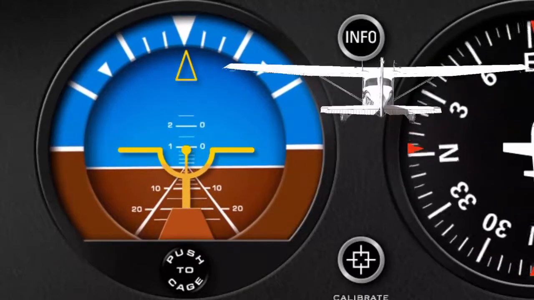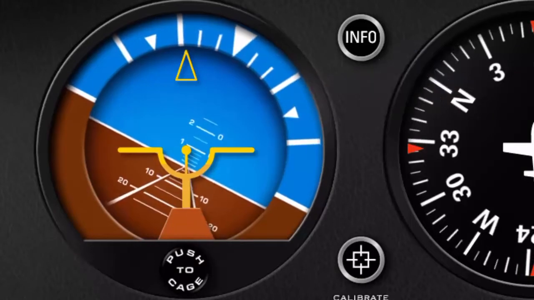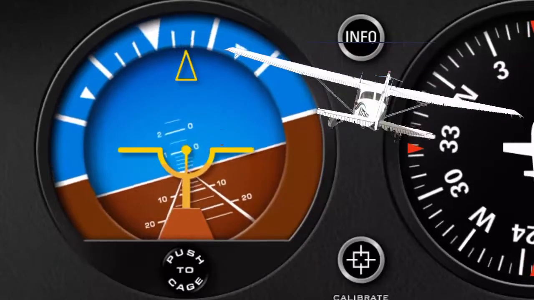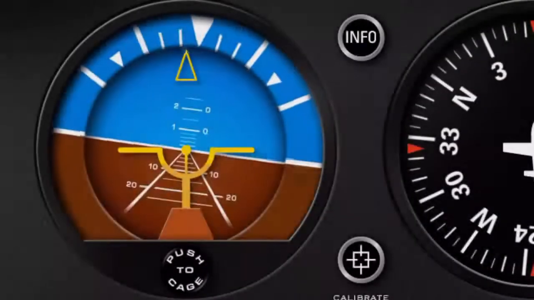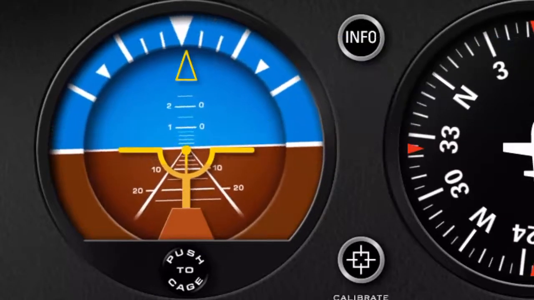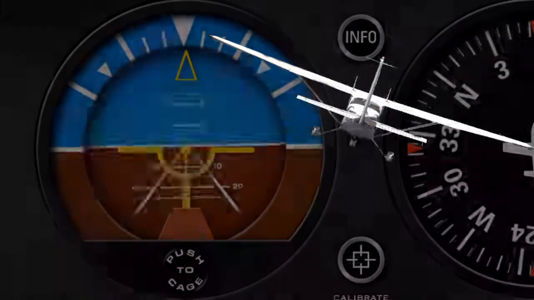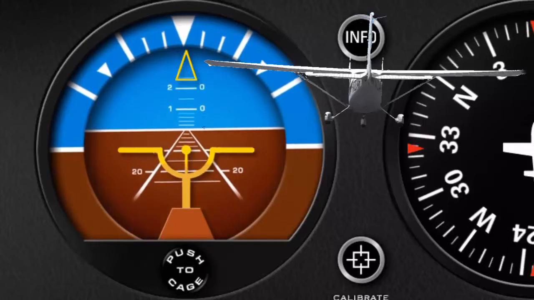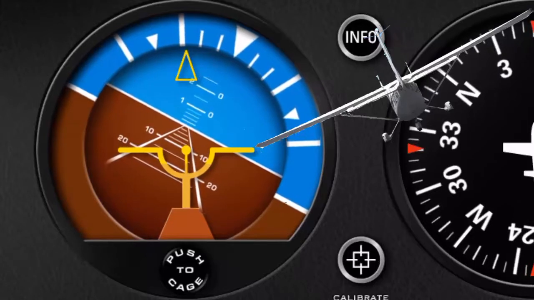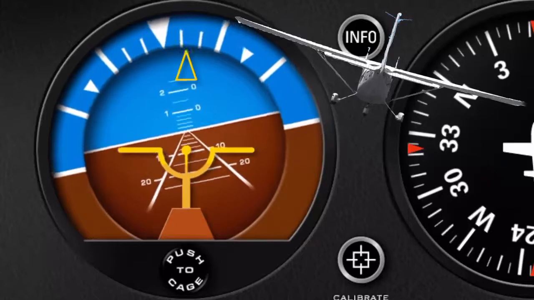For example, level climb, climbing left bank, climbing right bank, level left bank, level, right bank, level descent, descending left bank, descending right bank.